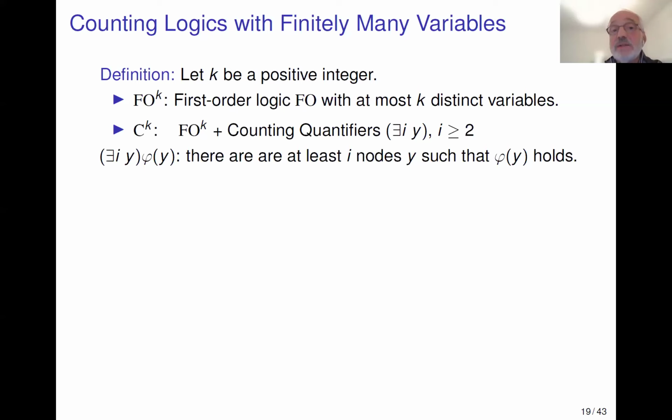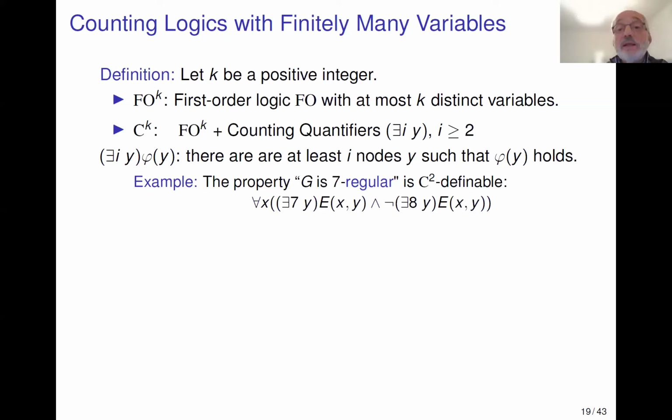That's a very well-studied logic in finite model theory. There is a pebble game that captures it and things like that. This is a different talk. Now we want to take this logic and add counting quantifiers. So FO^k plus counting quantifiers gives rise to the logic C^k. And what is a counting quantifier? We throw in all the quantifiers ∃^{≥i} y φ(y), that says there are at least i nodes for which φ(y) holds.